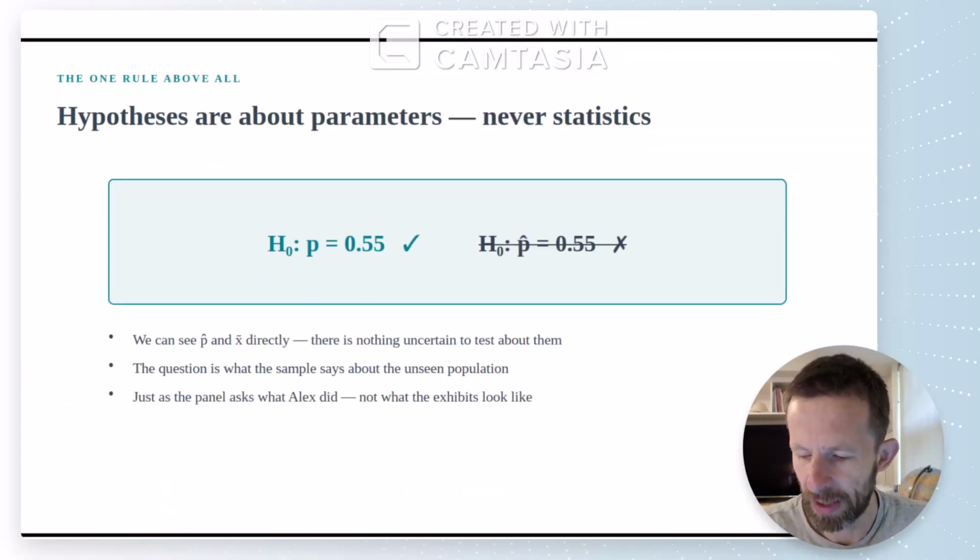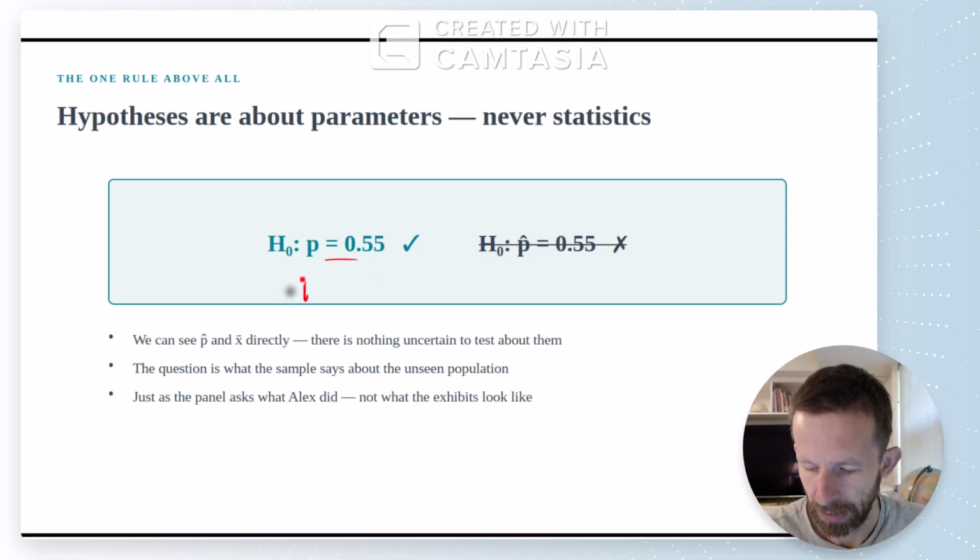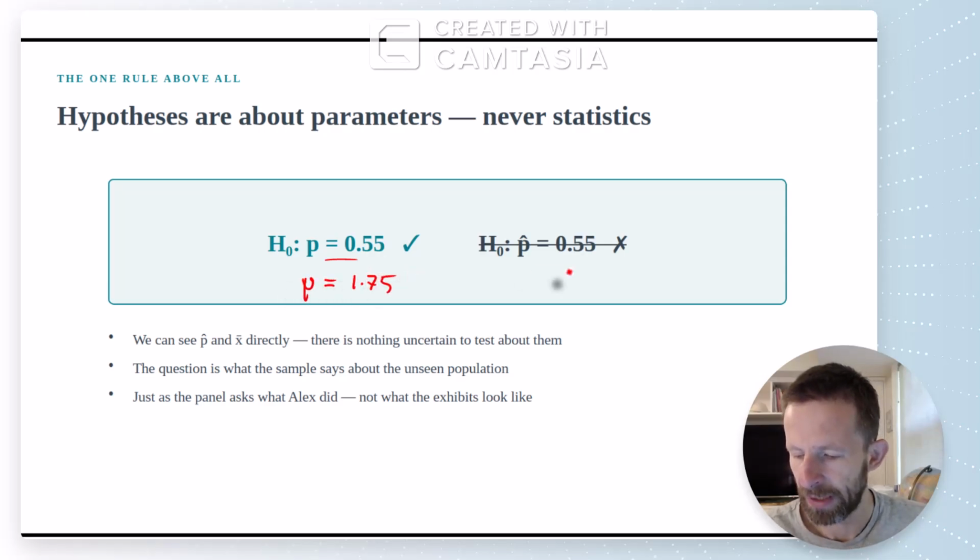So hypotheses are about parameters, never statistics. So the null hypothesis could be like the proportion of the population is 0.55. The mean of the population is 1.75, right? So it's never going to be p-hat, which is the sample proportion.